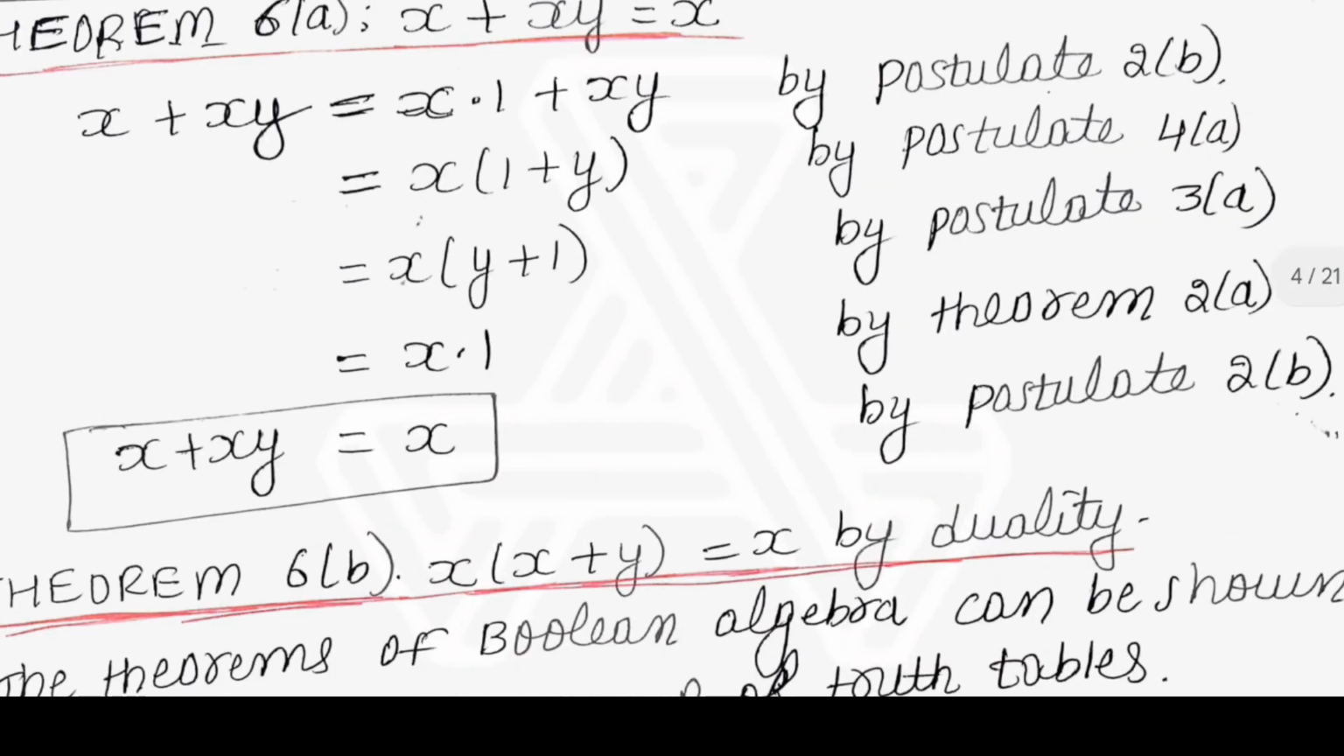So the theorem says x plus xy is equal to x. x dot 1 plus xy, so x into 1 plus y. 1 plus y is 1, so x dot 1 is x.